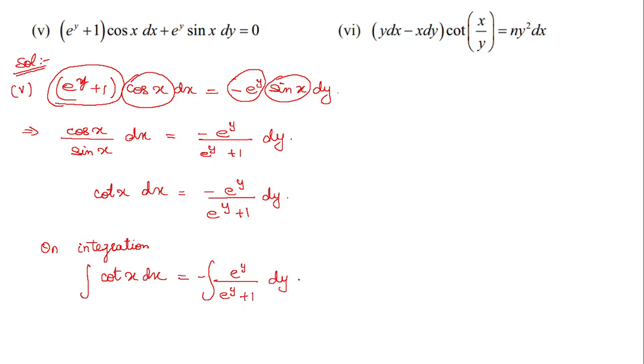The cot x வந்து நம்ம integrate பண்ணிக்கலாம். We know the formula, but we don't know the formula to integrate e power y by e power y plus 1. So அதனால நம்ம என்ன பண்ணிக்கலாம்னா we are going to substitute. Let e power y plus 1 is equal to u. So what happens when we differentiate on both sides? We will get e power y dy is equal to du. Yeah. So now it is easy for us to substitute and integrate.